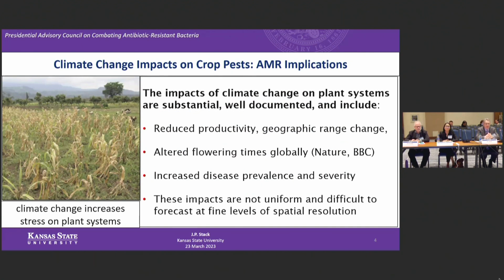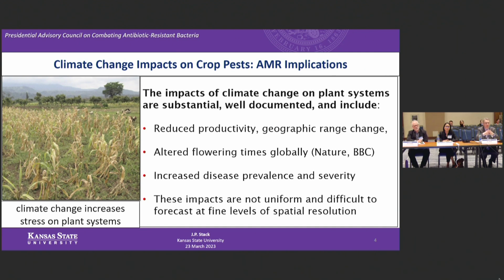So the impacts of climate on plant systems is pretty clear. We're seeing migrations of whole plant communities to higher elevations. We're seeing migrations to more northern latitudes in the northern hemisphere. The problem is the species aren't migrating all at the same rate, and so we're seeing separation of some plant species from their pollinators.